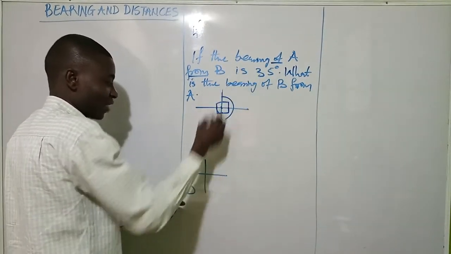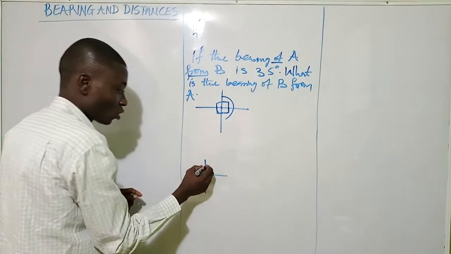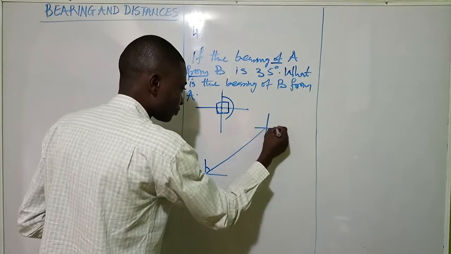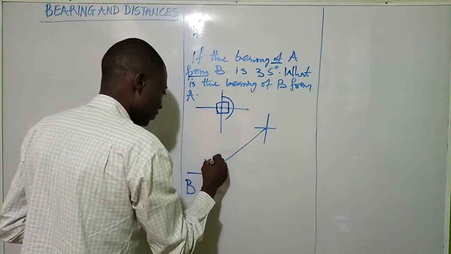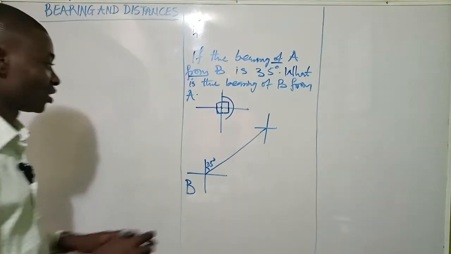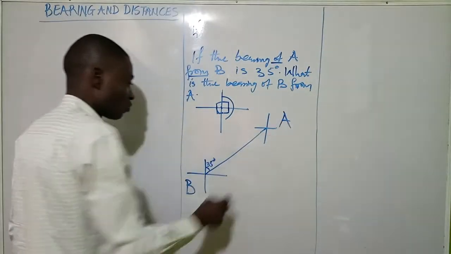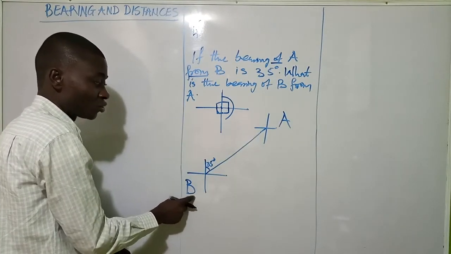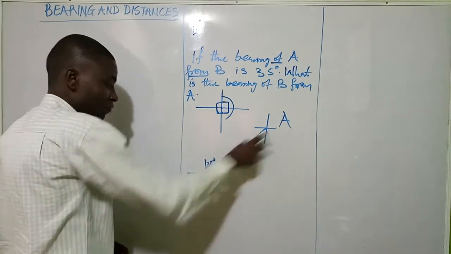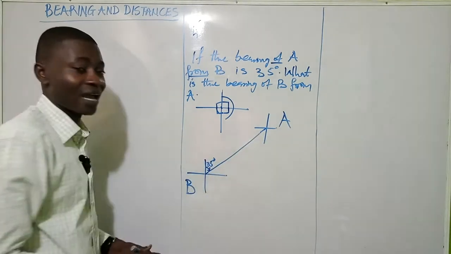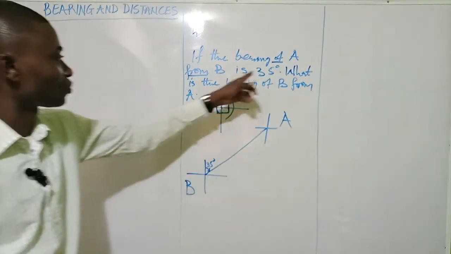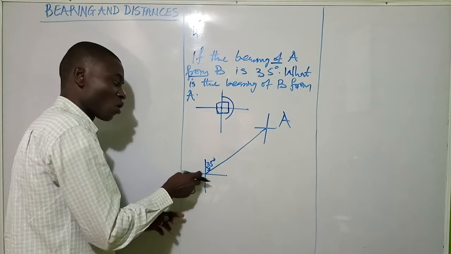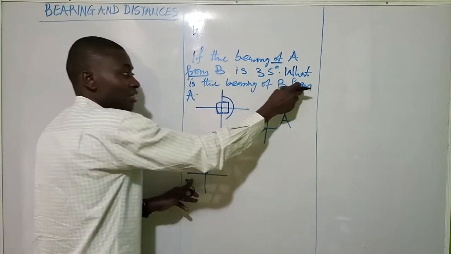So you say the bearing of A from B, this is from B here, is 35 degrees. Since it's 35 degrees, it's going to fall in this quadrant. So you can see that this is 35 degrees like this. This is A here. So this means that the bearing of A from B is 35 degrees. Now look at the next question, that says, what is the bearing of B from A?